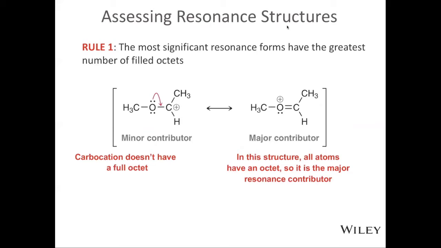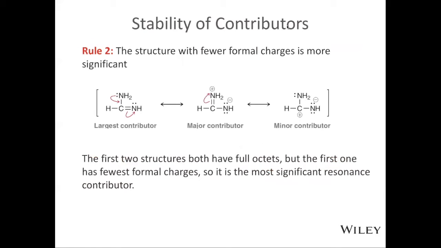Resonance structures, in terms of which one is the highest contributor: there are 3 main rules. The first rule is that the most significant resonance structure has the greatest filled octets. So anytime we have a carbocation, that is going to be a minor contributor if compared to one that has a carbon with an octet. Rule number 2 is that we want the fewest number of formal charges.